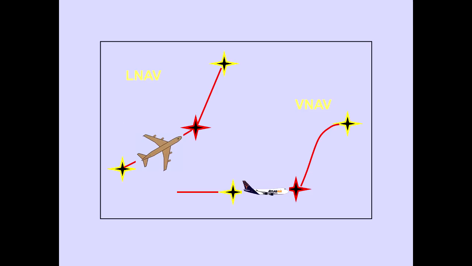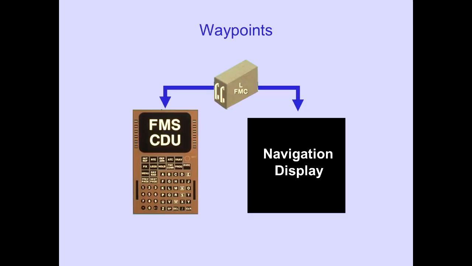The FMCs navigate in 2 dimensions, lateral and vertical, and are referred to as LNAV and VNAV. The flight plan contains both the LNAV and VNAV path. The waypoints of the flight plan are displayed on the FMS CDU and the navigation display. The navigation display is covered in flight instruments.